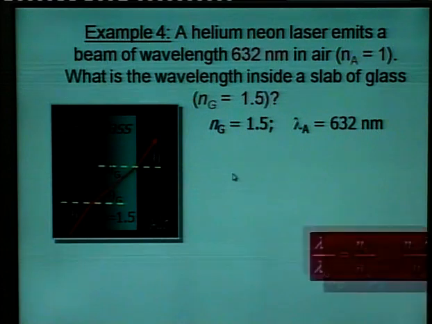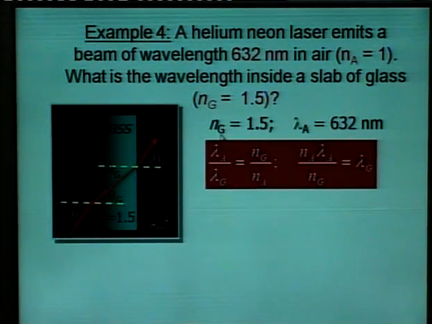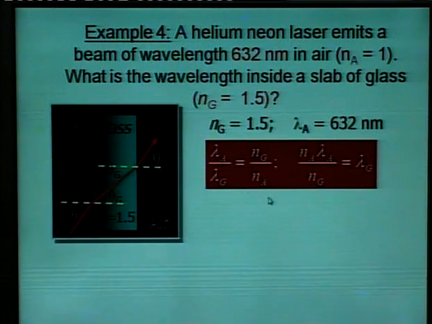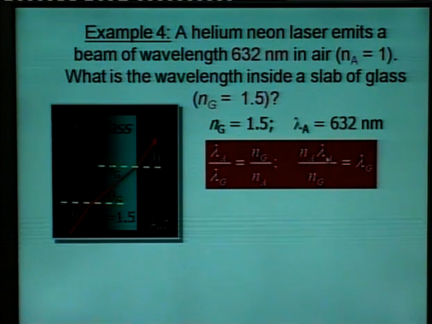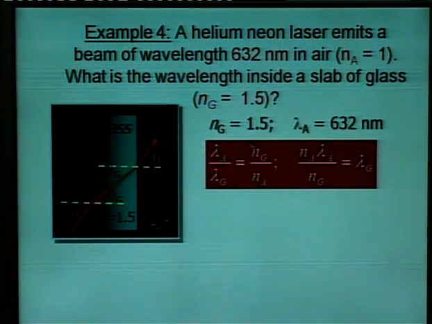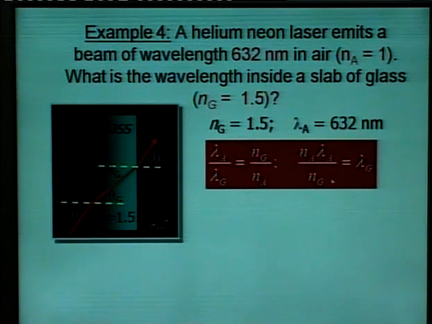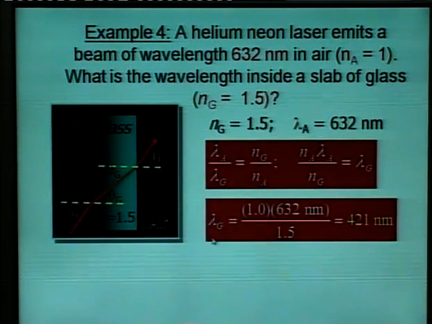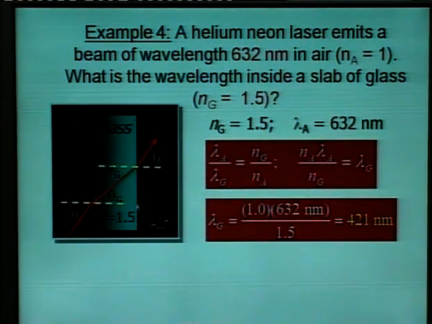So using that Snell's law, lambda a upon lambda g is ng upon na. So na lambda a upon ng is lambda g. These are ratios of refractive indices, and this is the ratio of wavelengths. So in this formula, substituting all the values, we can find the wavelength of this helium neon laser in glass. Solving this, the value comes out to be 421 nanometer. So the wavelength of the helium neon laser in glass will be 421 nanometer.